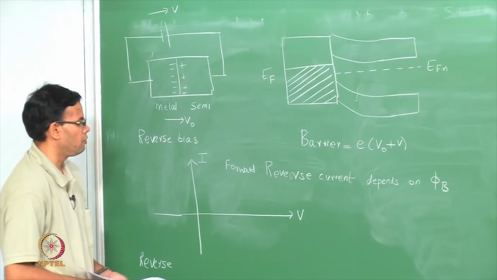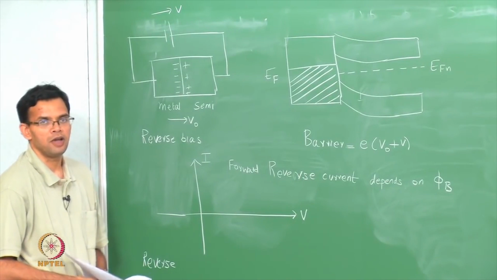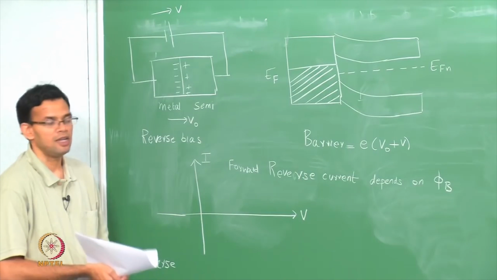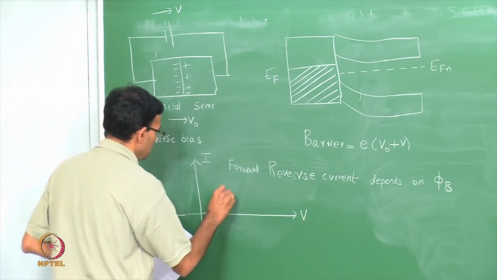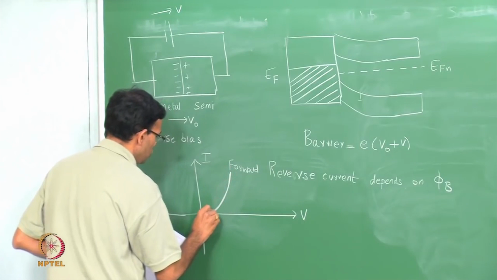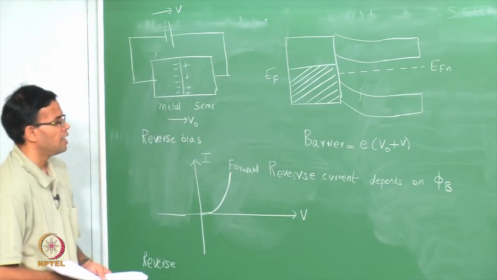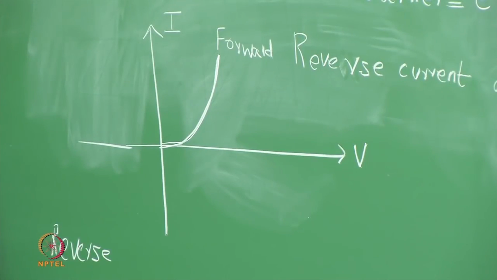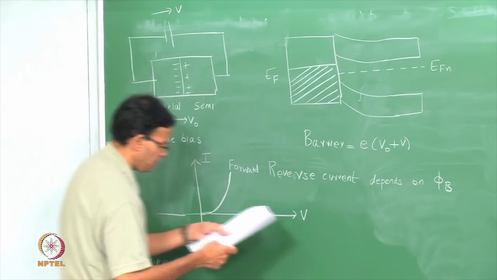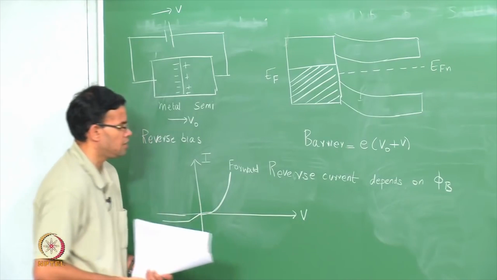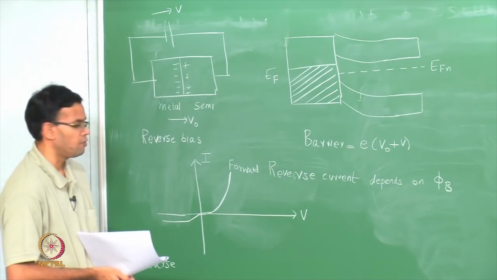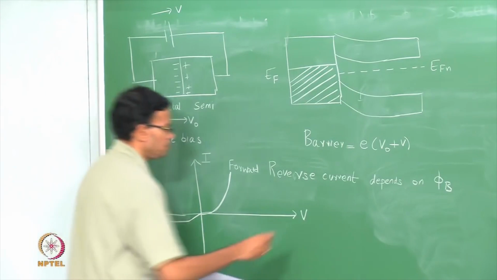In the case of a forward bias, we found that you have a current that exponentially increases with the applied voltage. So, this shows the exponential increase. In the case of reverse bias, there is a reverse current which is small and constant and depends upon the Schottky barrier. So, this we can show like this. So, this is the IV characteristics of a Schottky junction.